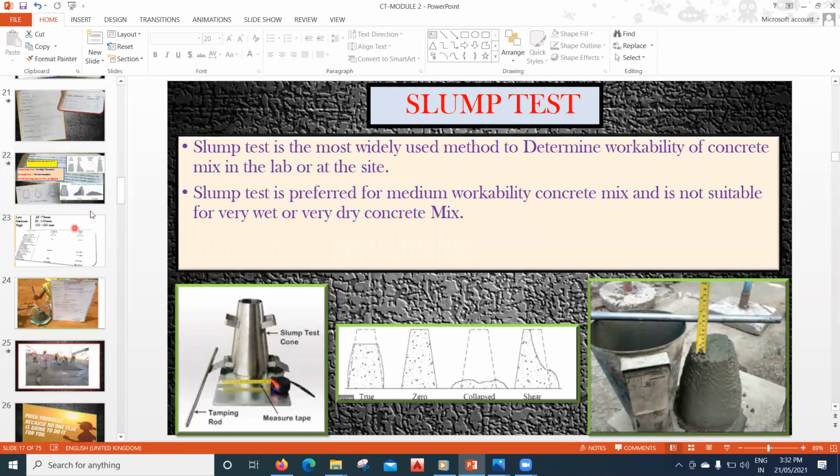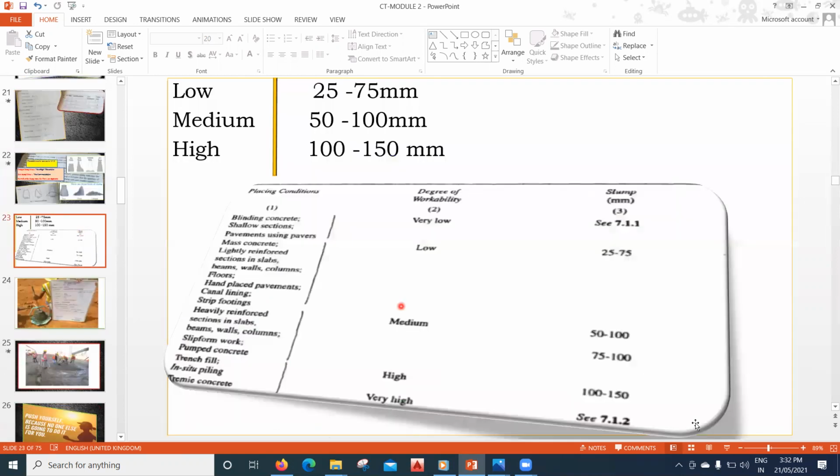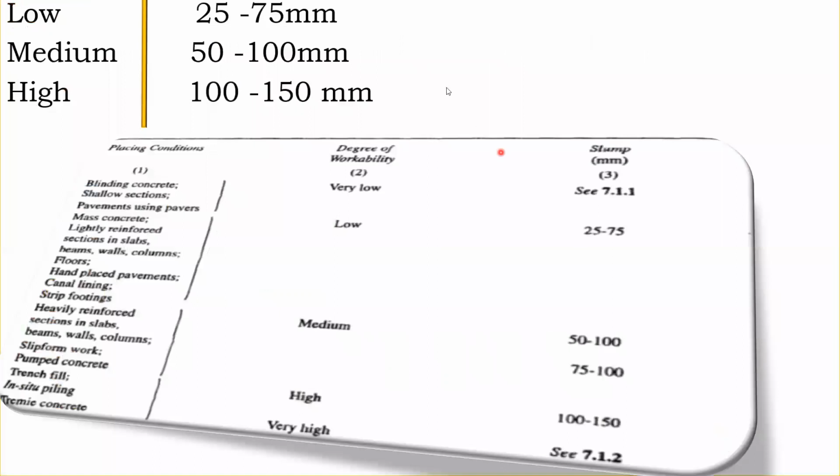I hope all the basic understanding is clear. Now, from a practical point of view, how is it going to help us? If you want to have a low workability, then you should try to keep the slump between 25 to 75 mm. Similarly, if you want a medium workability, the slump should be between 50 to 100 mm. And whenever you want high workability, you should try to keep the slump between 100 to 150 mm.